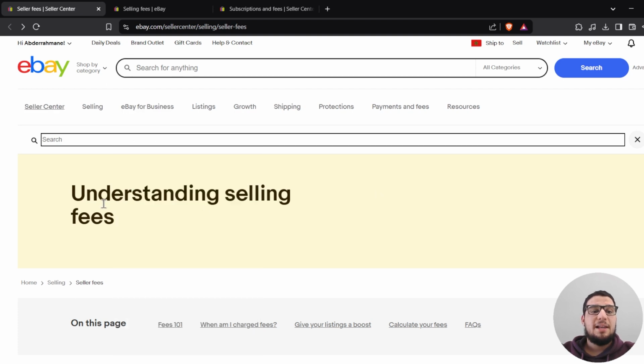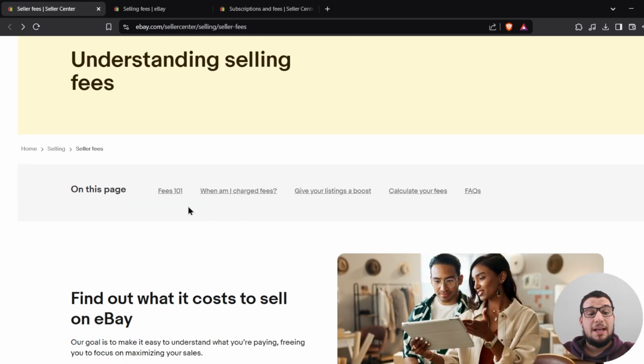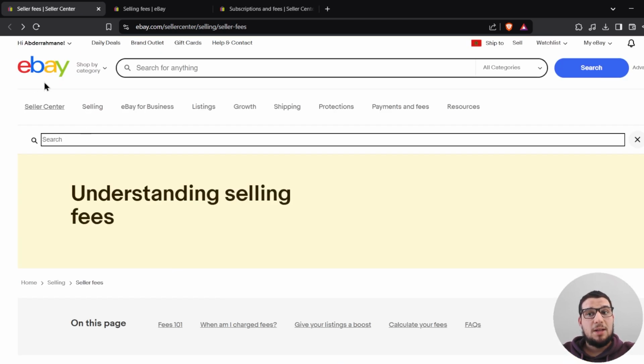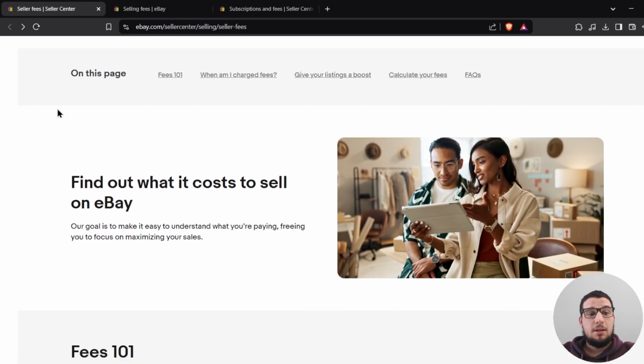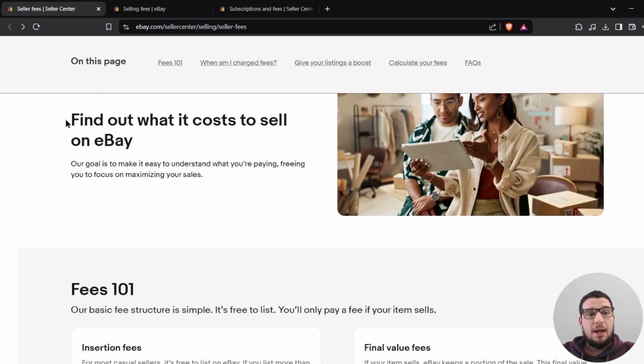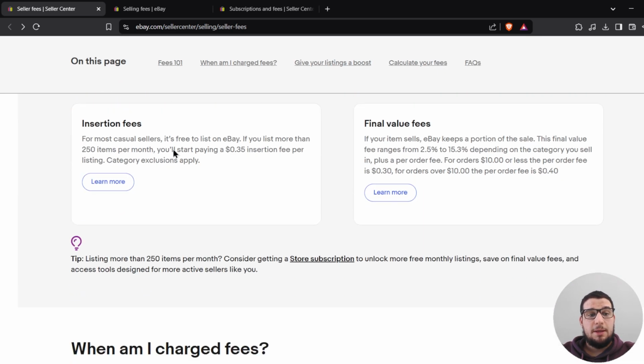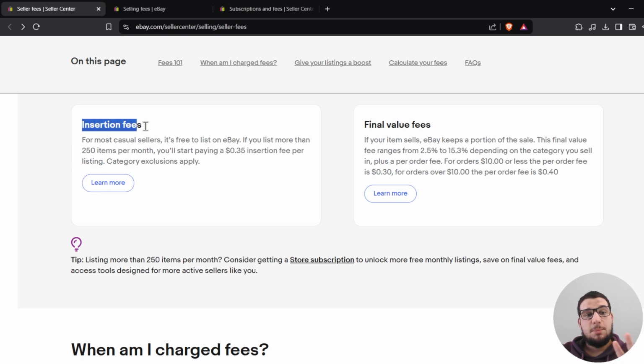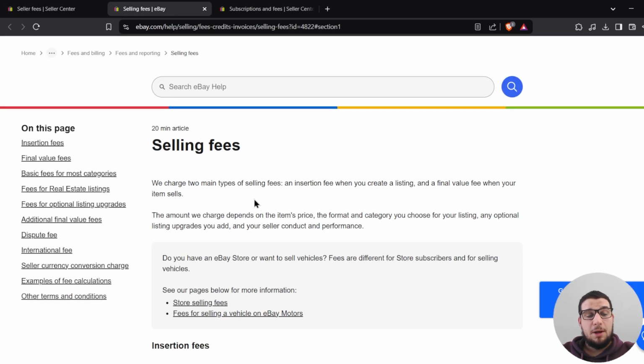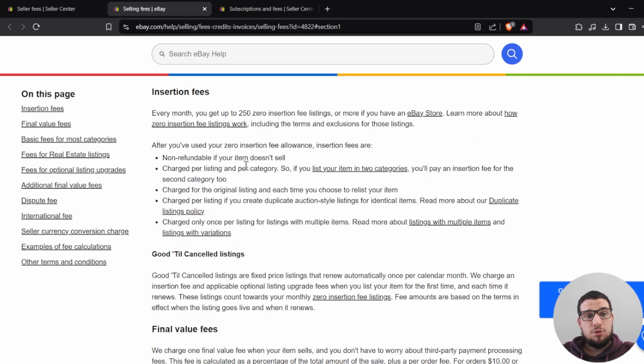With that out of the way, let's understand selling fees when it comes to eBay. What are the fees that you are paying in eBay? So find out what it costs to sell on eBay. So basically there's two things. There's something called insertion fee and final value fees, which I'm going to talk about right now. So let's go to insertion fee.